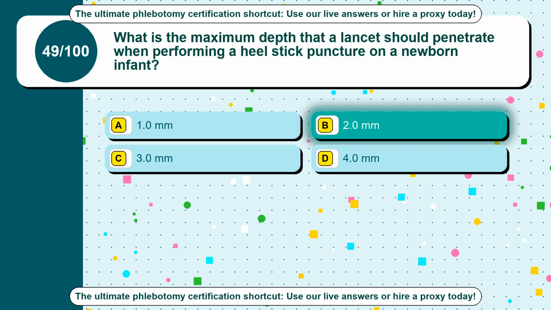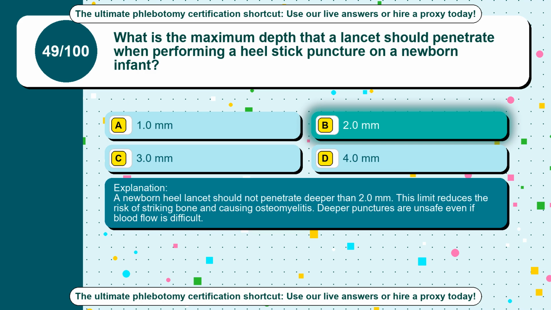2.0 mm. A newborn heel lancet should not penetrate deeper than 2.0 mm. This limit reduces the risk of striking bone and causing osteomyelitis. Deeper punctures are unsafe even if blood flow is difficult.